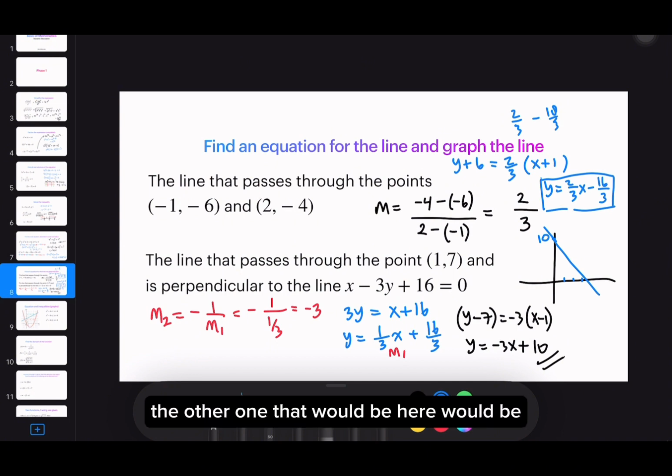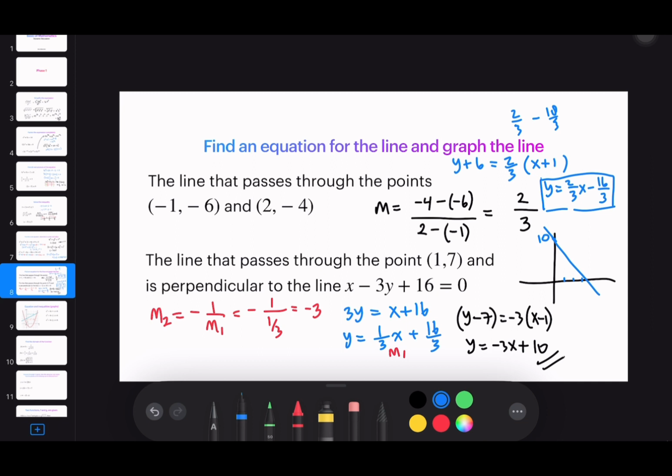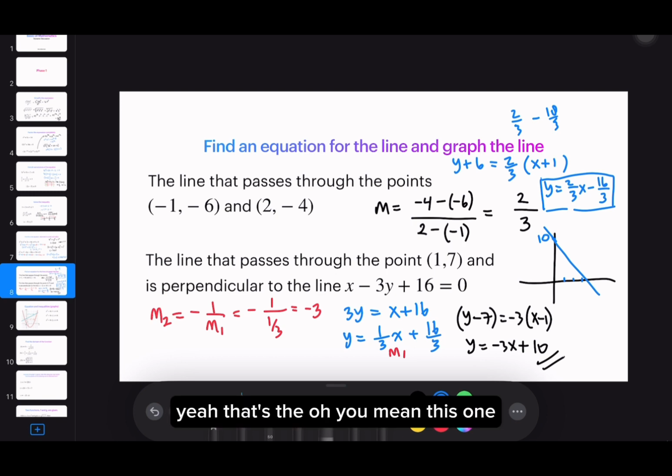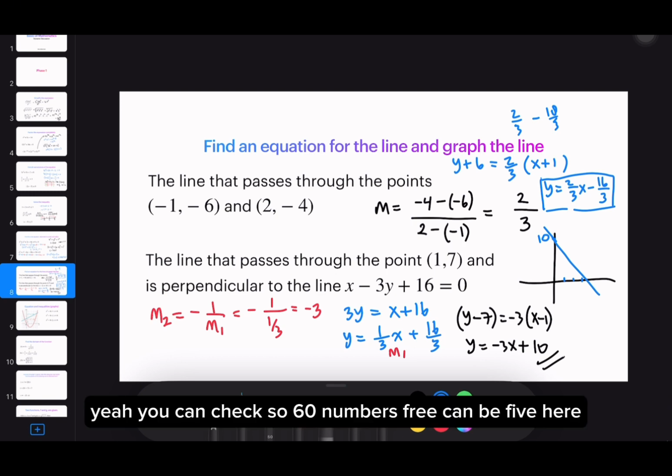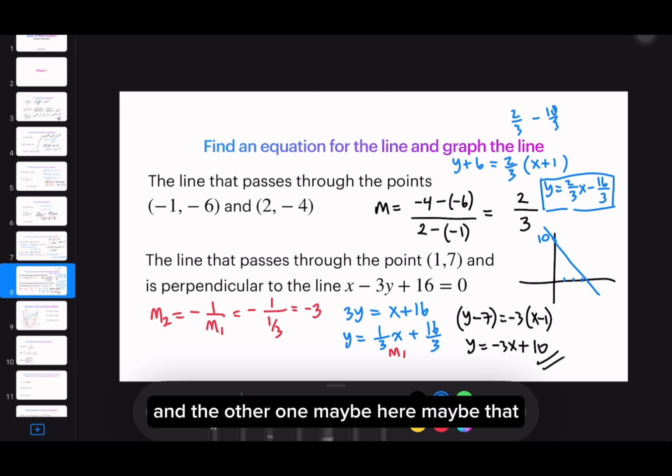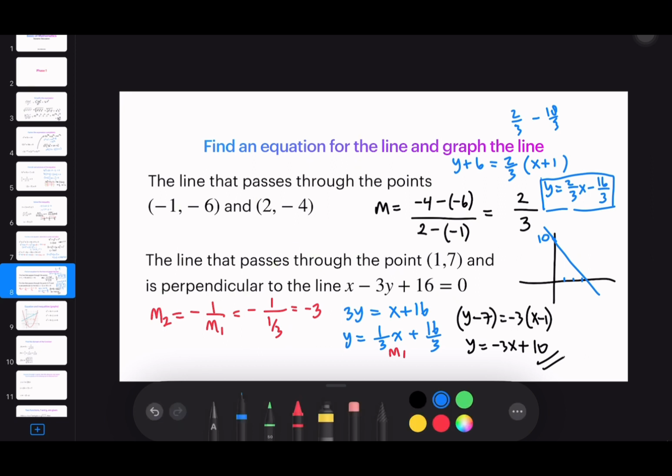And the other one, the perpendicular, will be this side, right? Will be like the other color. Like the 3y plus. Yeah, this one is here. Yeah, but that's the perpendicular. Oh, you mean this one? Yeah, you can check. So 16 over 3 should be 5. Will be here. And the other one maybe here, right? Maybe yeah, like that. So maybe about that.